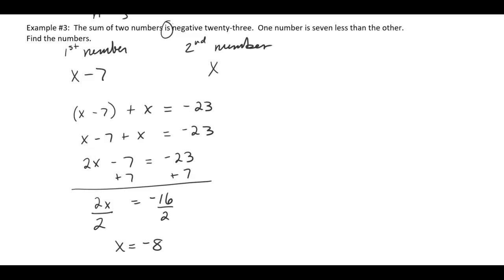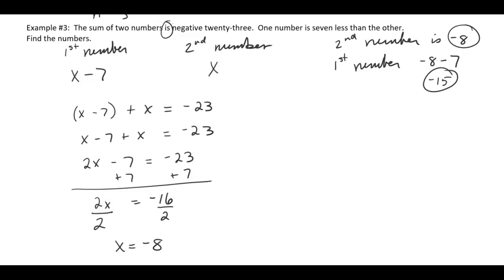Now, if I go back and I look at the question, it says find the numbers. So one number is negative 8. So I could say, well, the second number, according to what I have written, is negative 8. The other number is 7 less. So the first number, according to the way I have it, has to be -8 minus 7. Okay, so I'm putting in that x that I just figured out, and I have to subtract 7. That's going to be -15. So here's one of my numbers, and here's the other number.